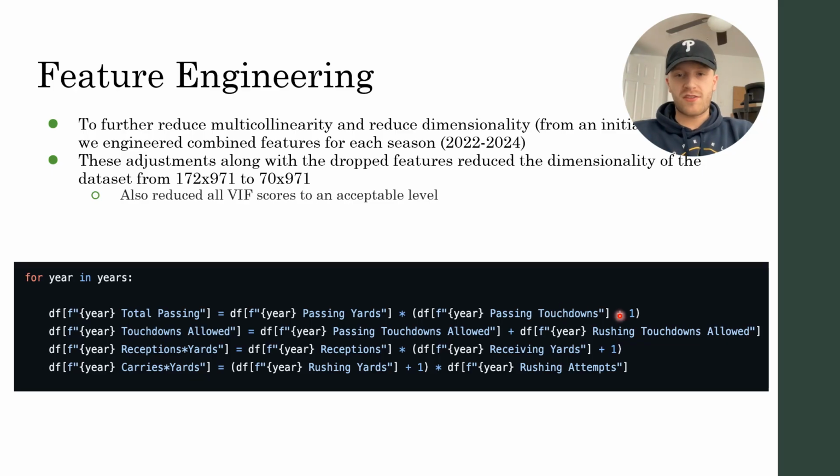You'll notice that we have some plus ones in here. Those plus ones are to help us distinguish between true zeros and low values within each position group. For example, a quarterback could have thrown for 0 touchdowns and had 100 passing yards, and if we didn't have that plus 1, then that would result in a 0, which we believe would be misleading to our model.